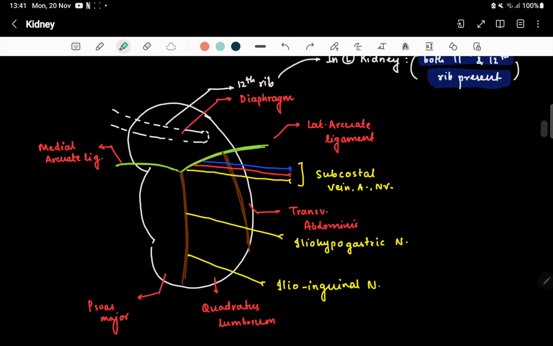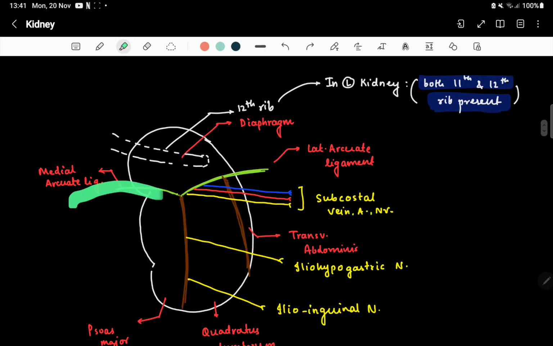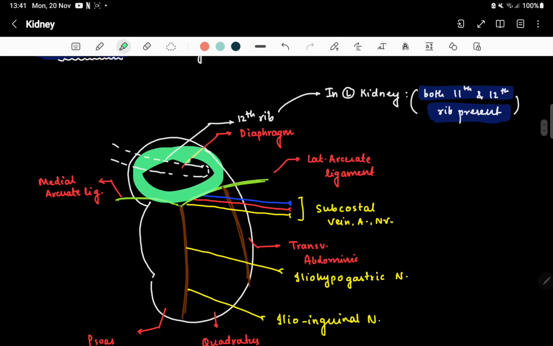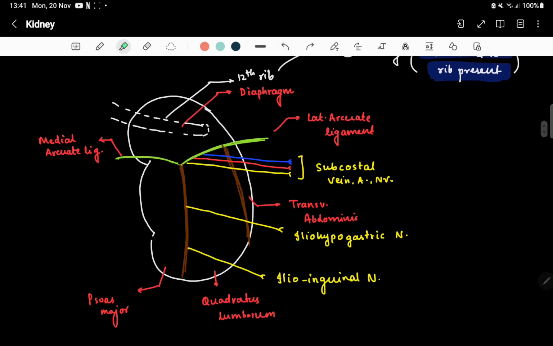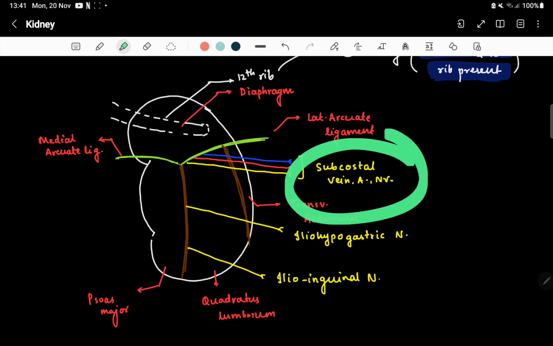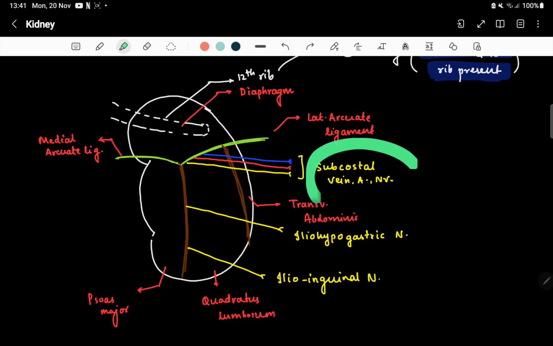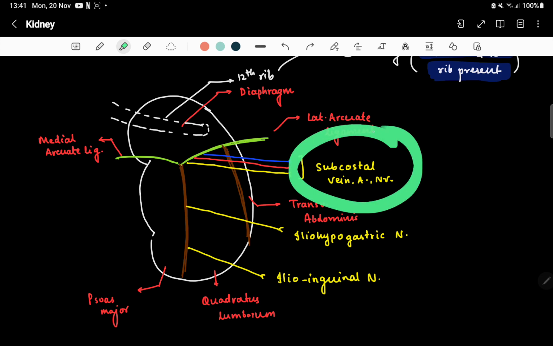First of all you will have the arcuate ligaments, the medial arcuate ligament and the lateral arcuate ligament, present over here. Then we will have the impression for the 12th rib. In the left kidney, both the 11th and 12th ribs are present. Why? Because the left kidney lies a bit up, so both the 11th and 12th ribs are present. The diaphragm is related to this part, and the ligaments of the diaphragm, the medial arcuate and lateral arcuate. From this the subcostal vein, artery and nerves arise. You remember from the diaphragm these vessels arise, the subcostal vein, artery and the nerves.